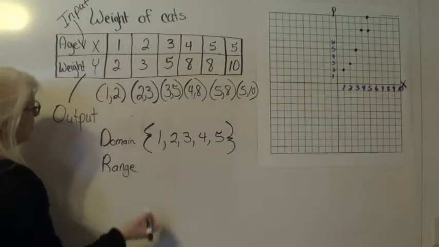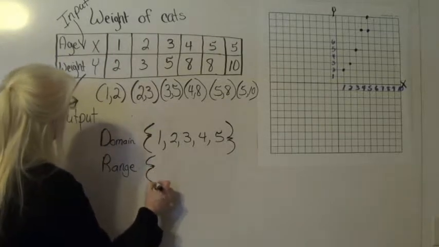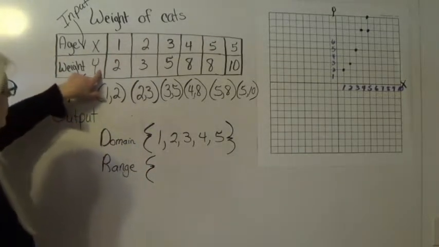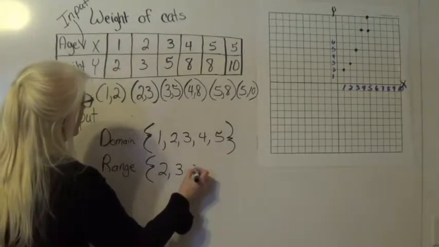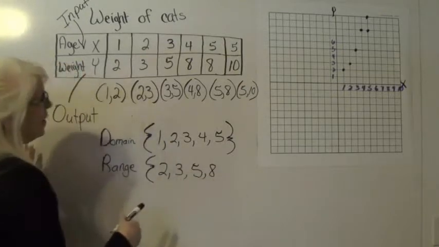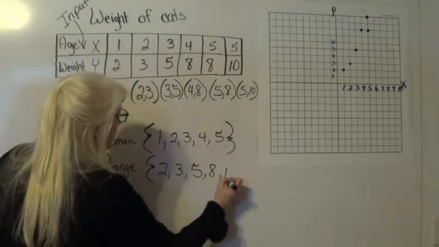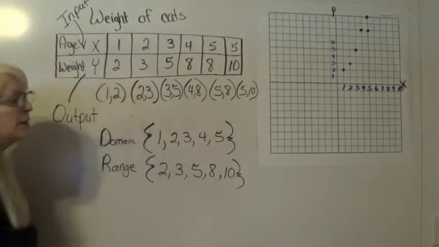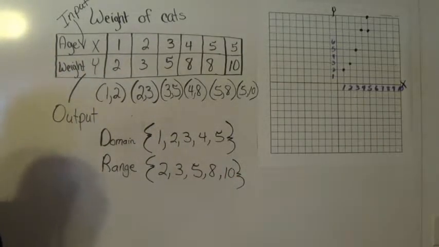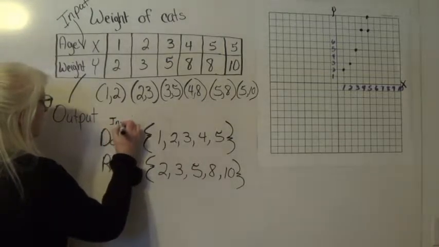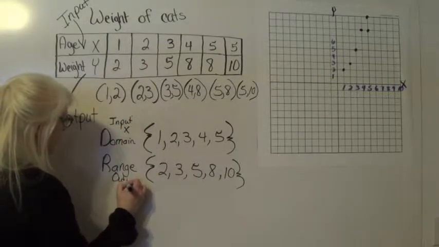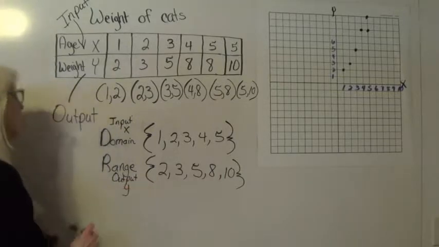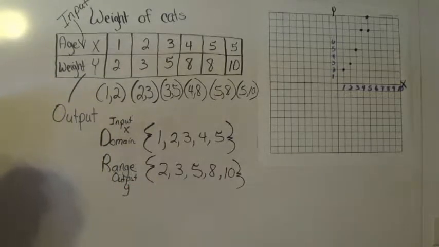Okay, my range is the set of y values. It's really easy. I just look at my table and my y values are 2, 3, 5, 8. Notice we have another 8, so I'm not going to write it twice. And then 10. And that's all there is to the domain and the range. So the domain is your input and your x values, and your range is also called your output and your y values. Very, very simple.